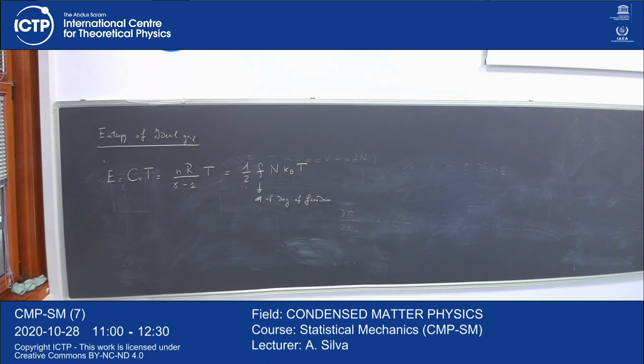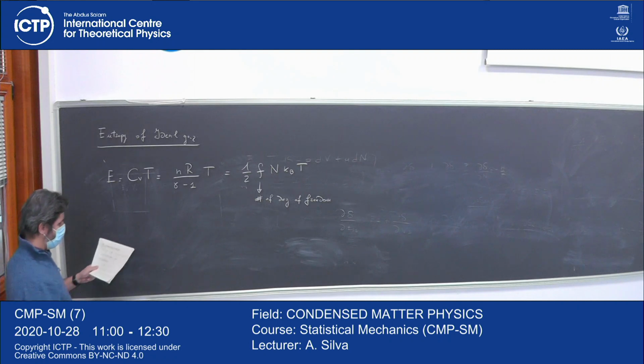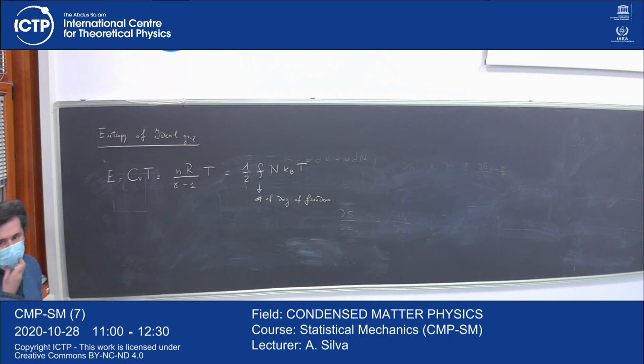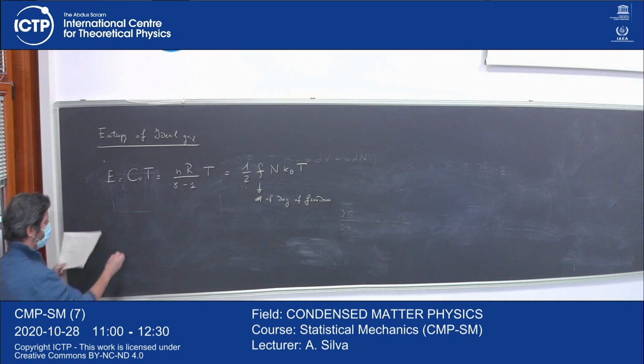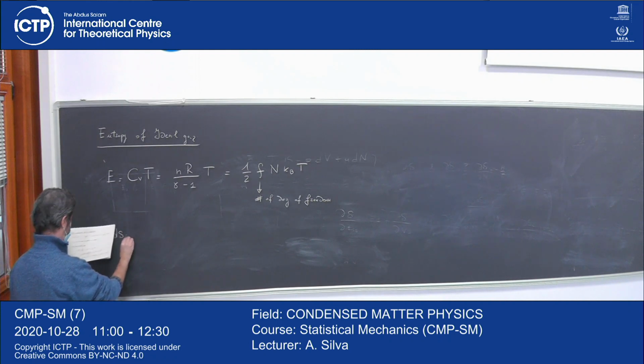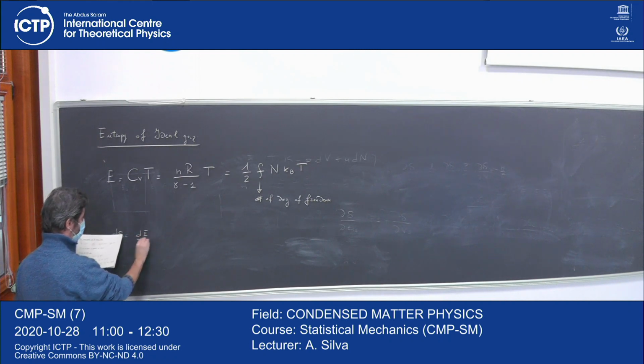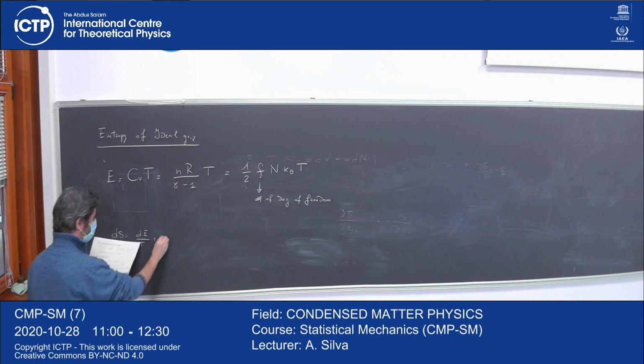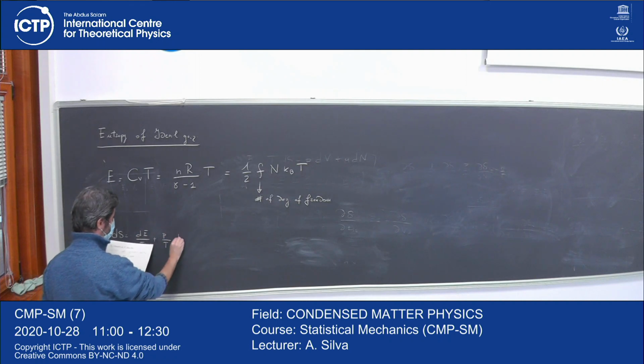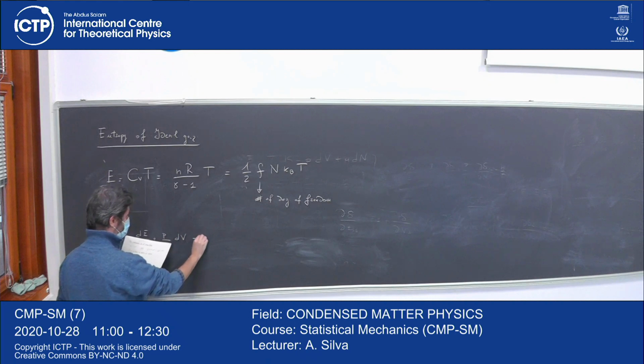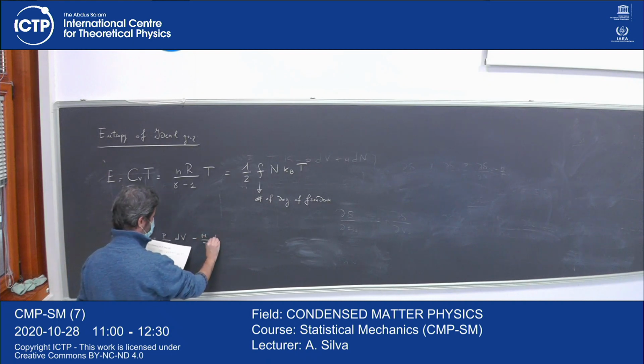All right, so now let's study again the entropy for the ideal gas. Before, we studied the entropy for the ideal gas in the case in which what changes is the volume, right? Now let's take a general perspective. So we know that dS is equal to dE over T plus P over T dV minus mu over T dN.